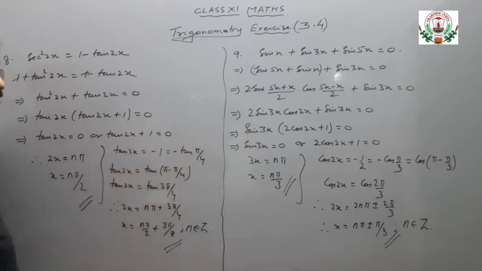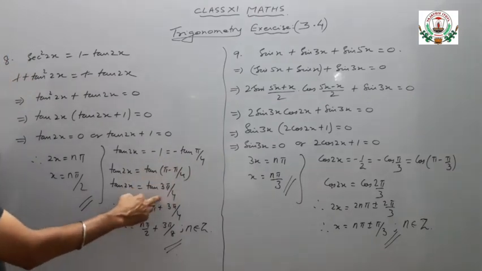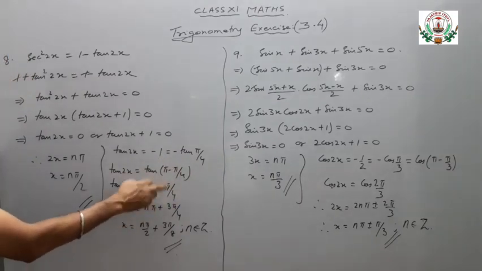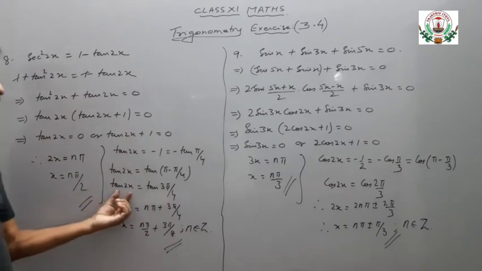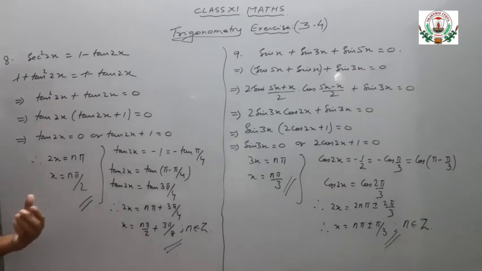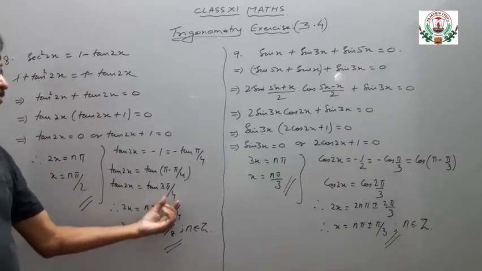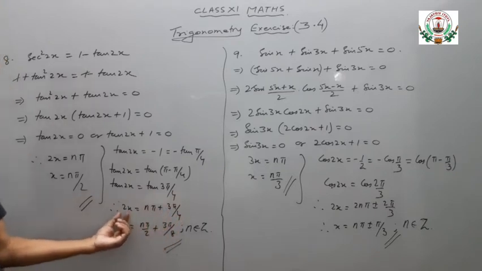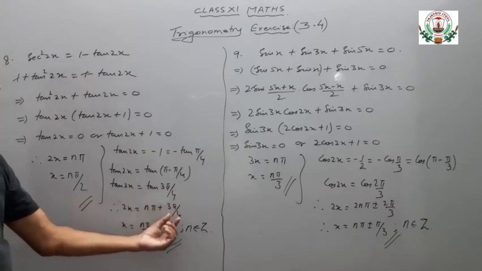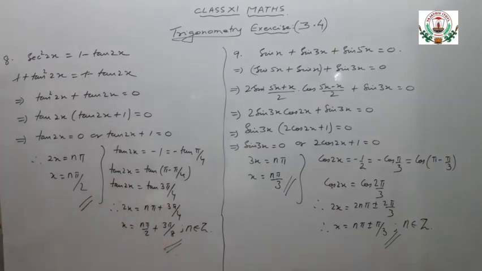that is minus tan π by 4. And tan is negative in the second quadrant, so tan (π minus π by 4). So it will become tan 3π by 4, and tan 3π by 4 value is minus 1. So tan θ equals tan α means our solution is given by θ equals nπ plus α. So θ is 2x equals nπ plus α, where α is 3π by 4. So x will be equal to nπ by 2 plus 3π by 8, where n belongs to the integers.